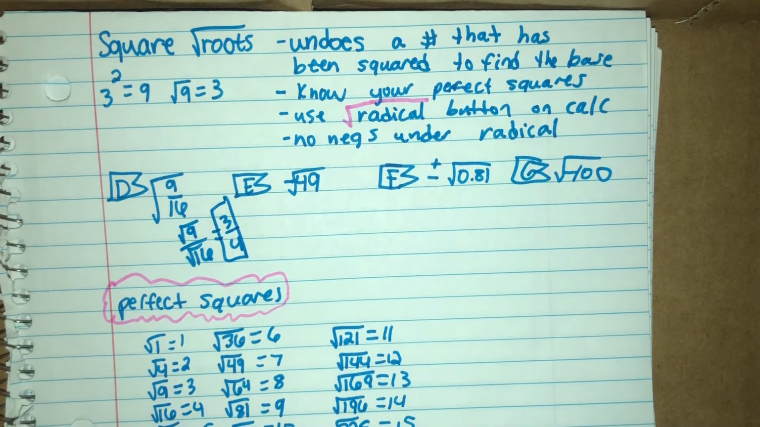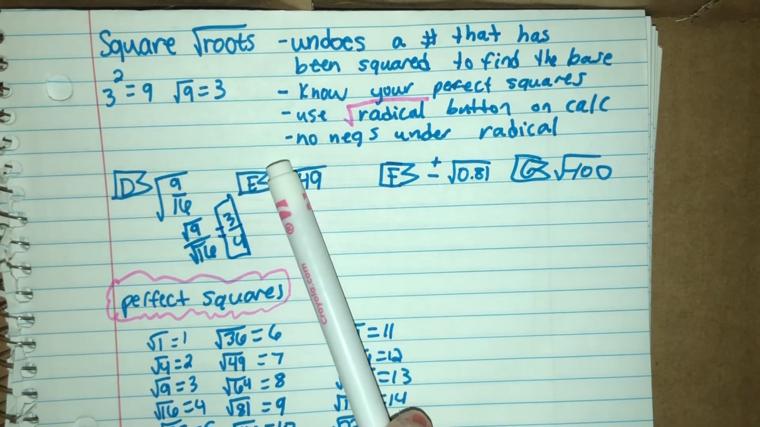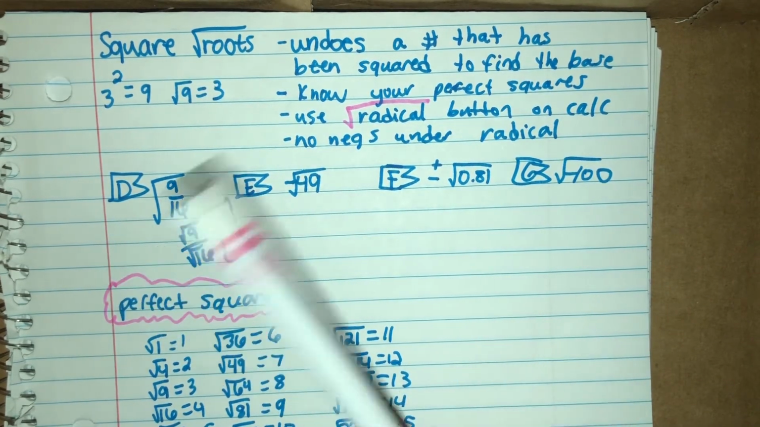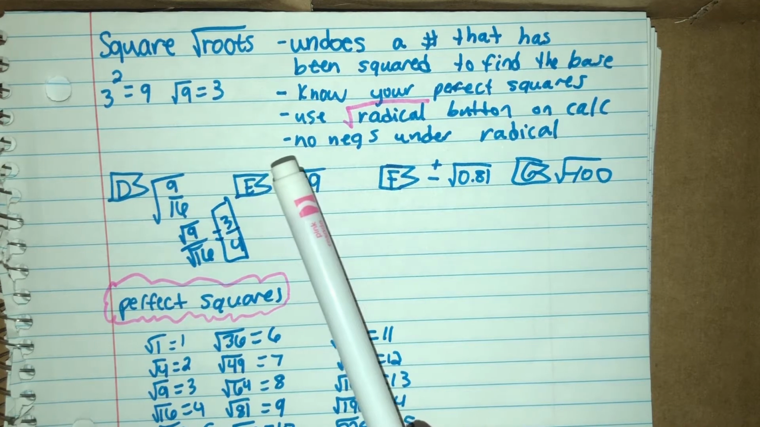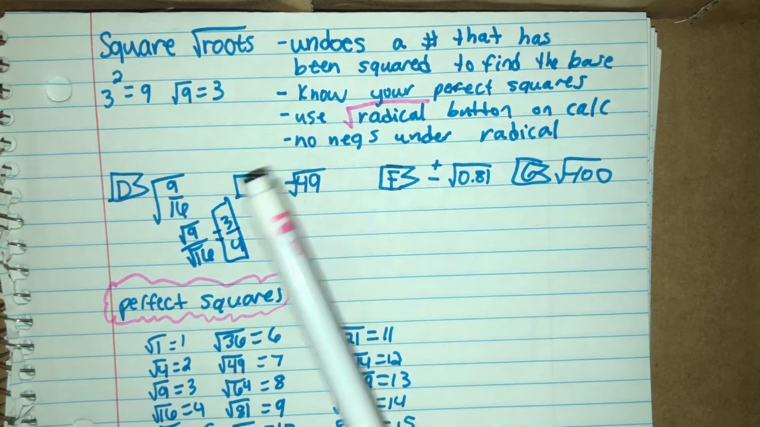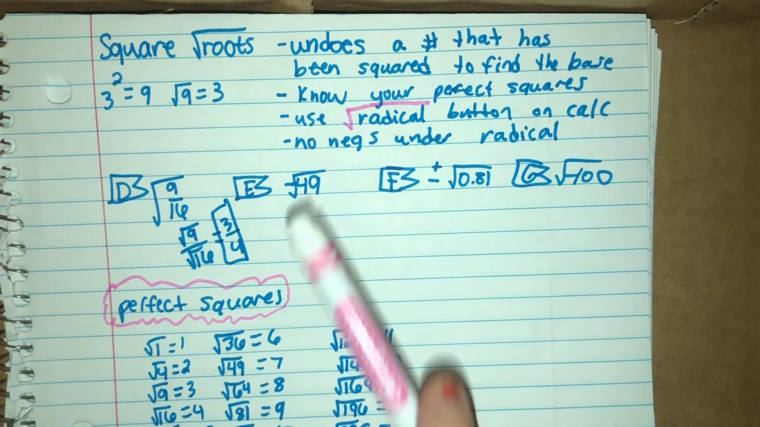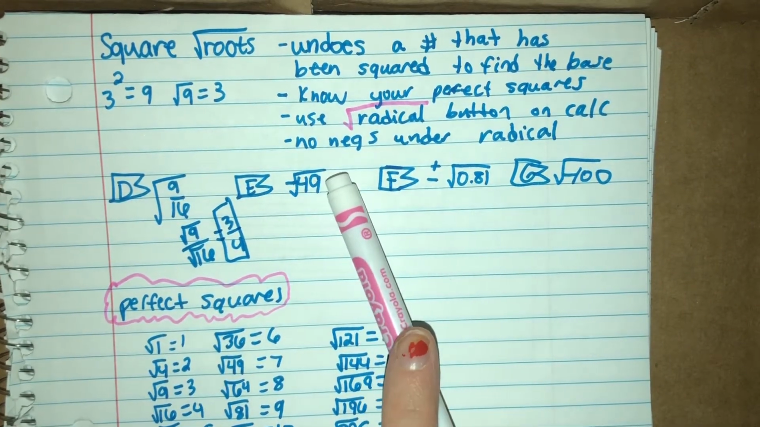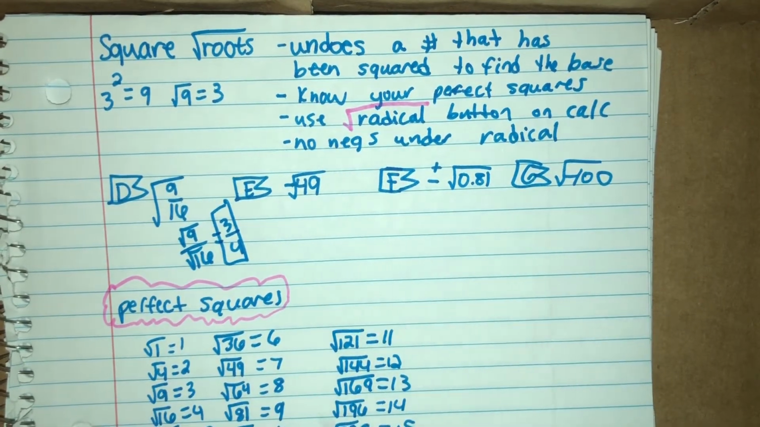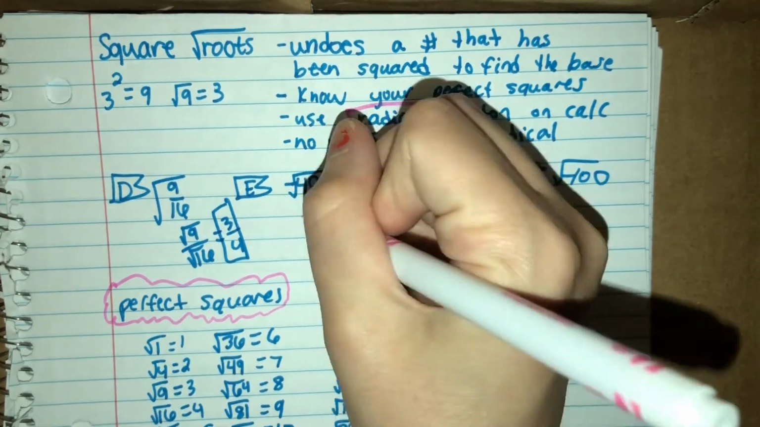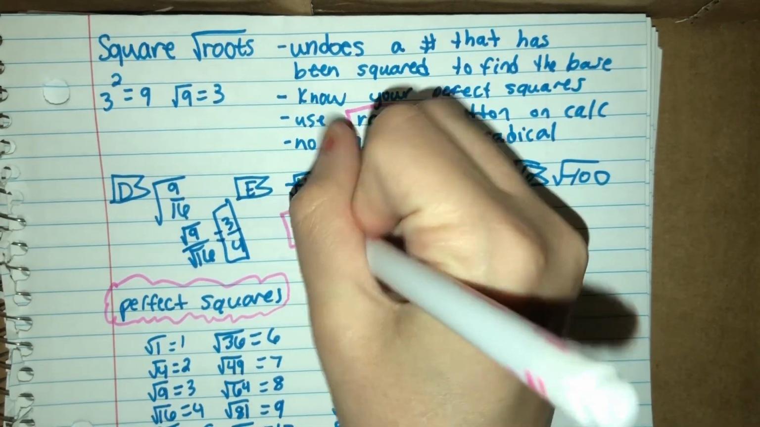Okay, the next one, we have a negative outside of the radical. That's totally fine. It just means the negative version of what number times itself gives you 49. So I know that the number times itself that gives me 49 is 7, and we are taking the opposite of that. So it's negative 7.